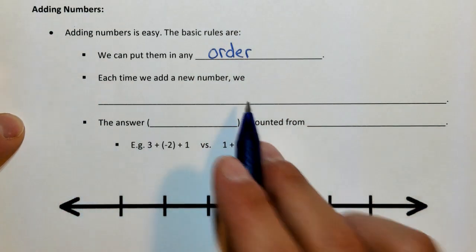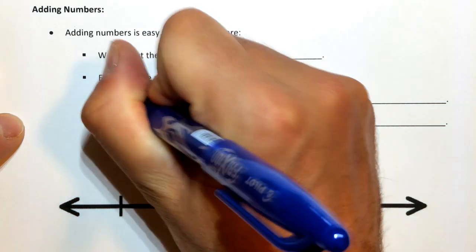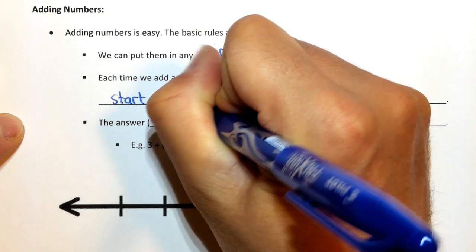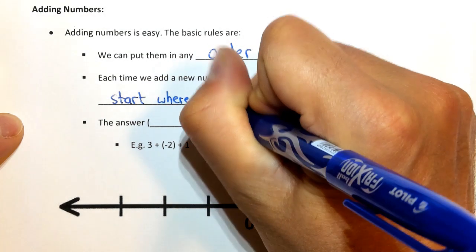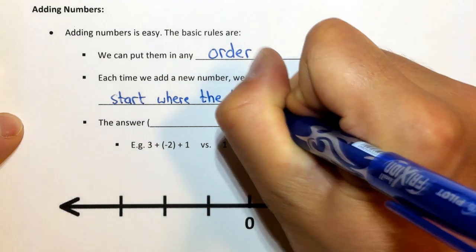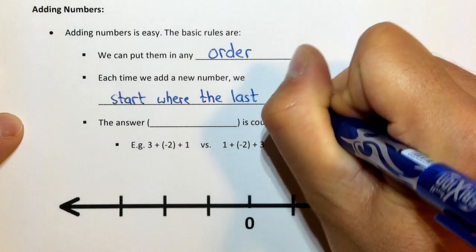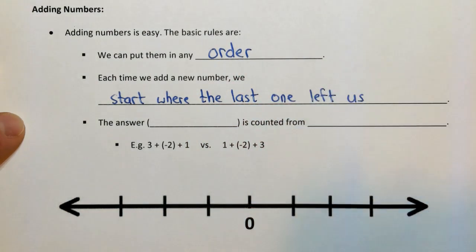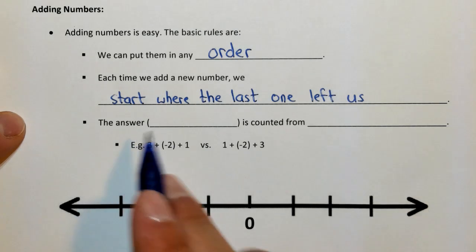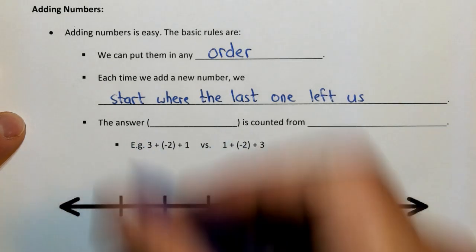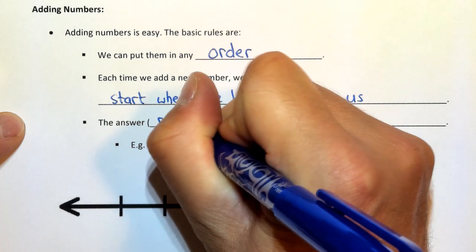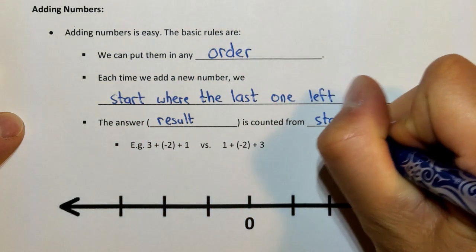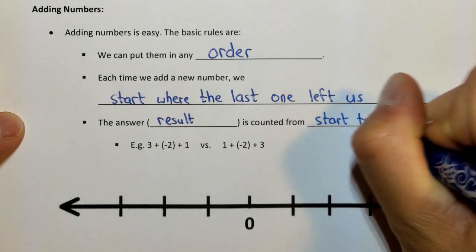Each time we add a new number, we start where the last one left us. And the answer to a bunch of numbers being added together, which we might call the result, is counted from start to finish.